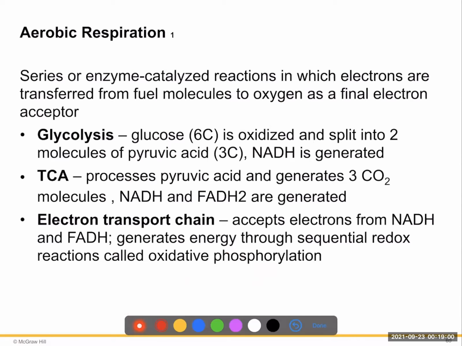Aerobic respiration: enzymes catalyze reactions where electrons are transferred from a few molecules to oxygen as a final electron acceptor. So the big key for your nursing exams is that aerobic respiration means oxygen is your final electron acceptor. You're utilizing oxygen.